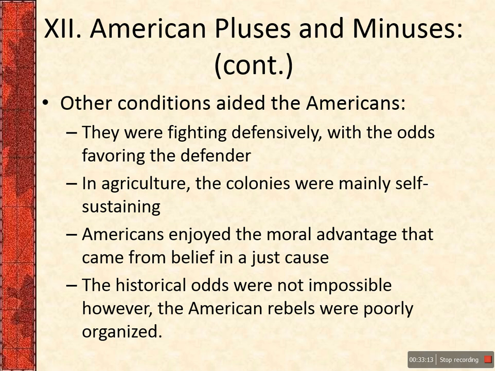So even though America was outnumbered, they were fighting in their own country. They had plenty of supplies. Agriculturally, they could feed their troops. Although in the winters it was very harsh, they would lack clothing to keep warm, and they would lack military supplies until the French began to help them out.